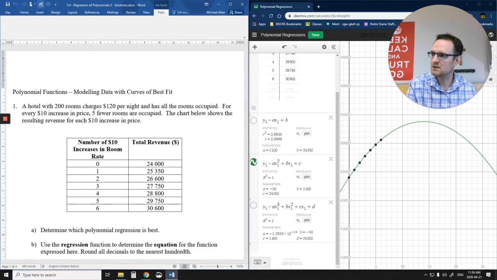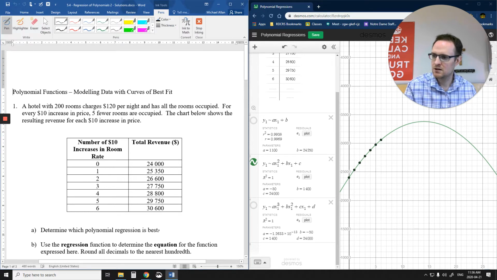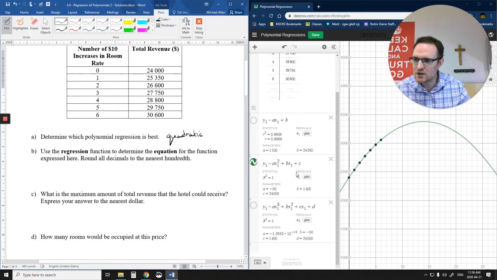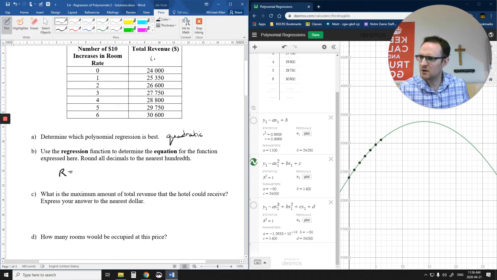No, sorry, just 1 second. Put that in the marker. I'm going to go with the quadratic version of this. Okay. Using the regression model, determine the equation. So I got my equation here, I got my A, my B, my C, so it's ax squared. Revenue, so let's call this R rather than Y. This is my Y value here, so I'm going to call that R. And this is my X, the cost, or increases, or I'll just call it X.